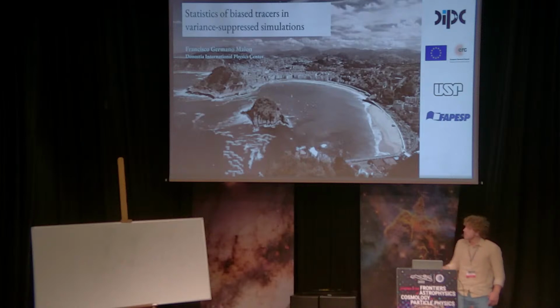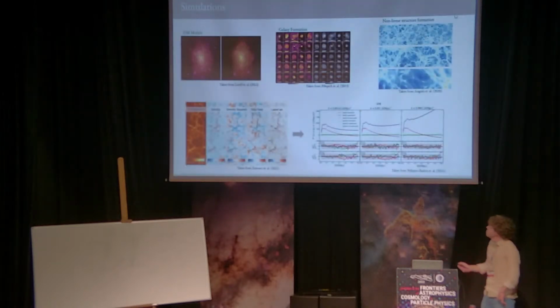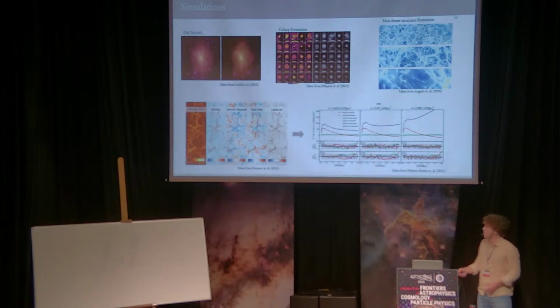And today I'm going to be presenting this work that I have done concerning the statistics of bias tracers in variance suppressed simulations. So let me give a very brief introduction. Simulations are extremely useful in cosmology to simulate different dark matter models or very complex procedures, for example, galaxy formation, or the nonlinear formation of structures in dark matter simulations.